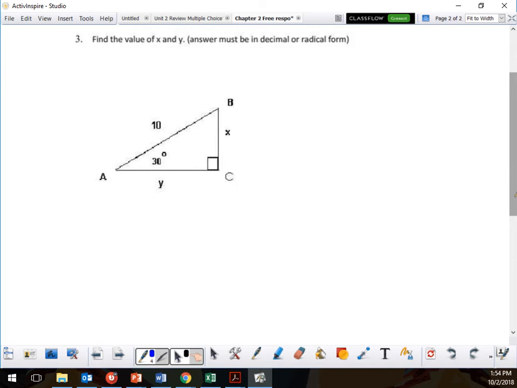Okay. All right. Find the value of x and y. It must be in decimal or radical form. For this one, if you just go through and find your decimals, you'll at least get 3 out of the 5 points. If you can give me the exact values, I will give you all 5 points. Okay? If you remember, what type of triangle is this?